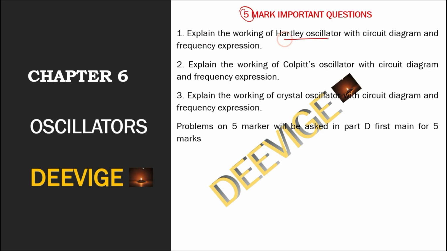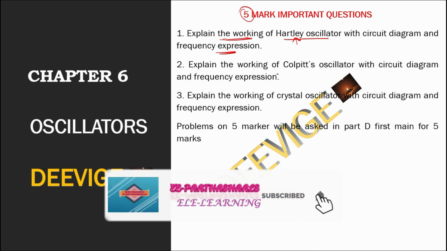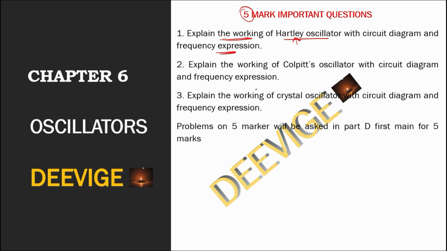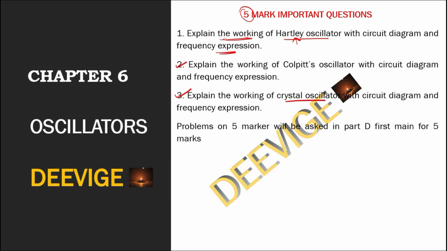Explain the working of Hartley oscillator. Whenever I say working, I need you to give the circuit diagram along with the frequency expression. So explain the working of Colpitts oscillator with circuit diagram and frequency expression. Next is explain the working of crystal oscillator. In all these you have to write the circuit diagram, working and frequency expression. One 5 marker question will come on this chapter.